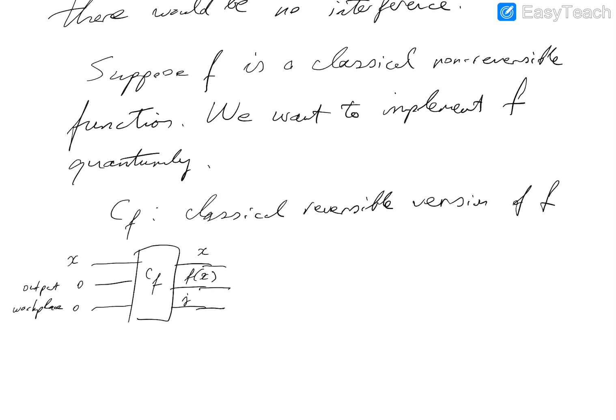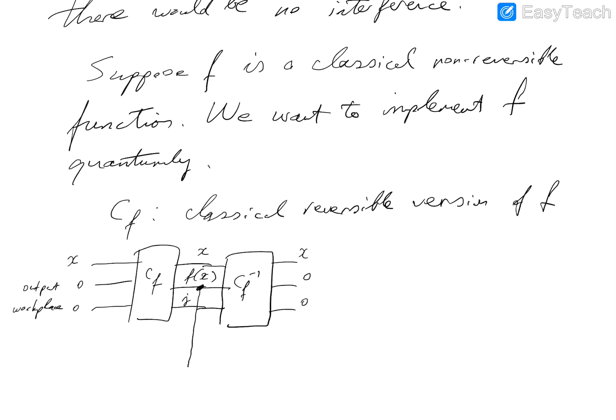Alright, so now what we do is that we run the circuit backwards. So CF inverse, and then we get x 0 0. So in this way we got rid of the junk bits, but we also got rid of the output f of x. So what we do instead is that we copy f of x here.